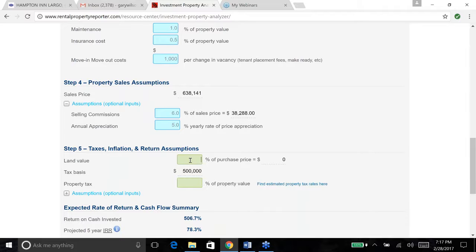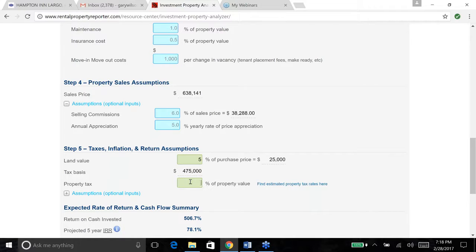I usually like to think of land value as being about 5% of the total purchase price of the property. So let's say that's 5%, which means land value is $25,000. This is going to affect depreciation and things like that. That's why this is important, okay? You don't depreciate land, you depreciate the improvement to the land, which is your actual physical structure.